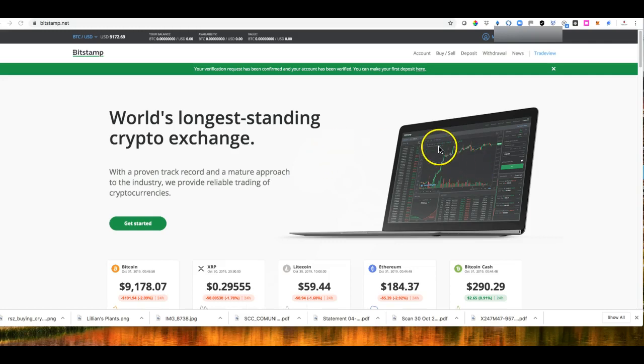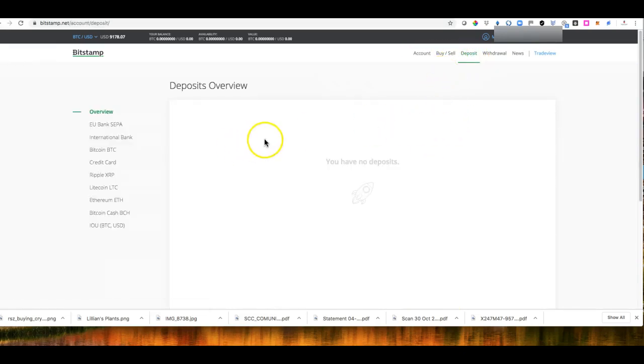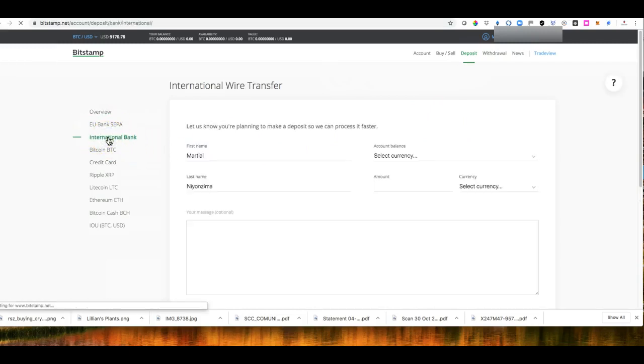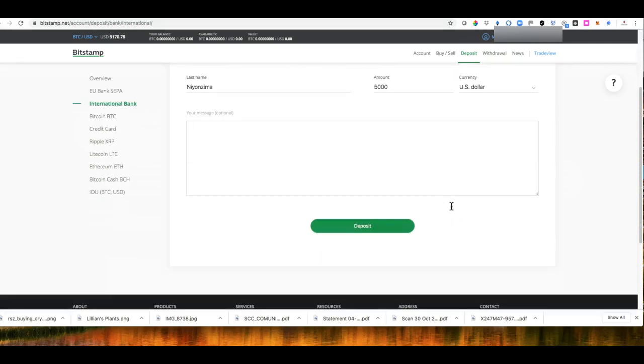And now I can start to show you how you can deposit. For example, for the people who want to use their bank card or bank transfer. If you don't have this message, you can come to this Deposit button. Then, for example, I choose international bank. It will ask me for my name and the amount, for example $5,000 USD, and then I click deposit.